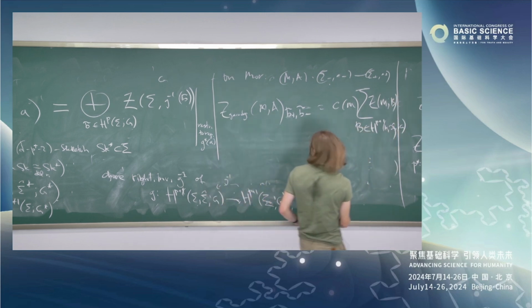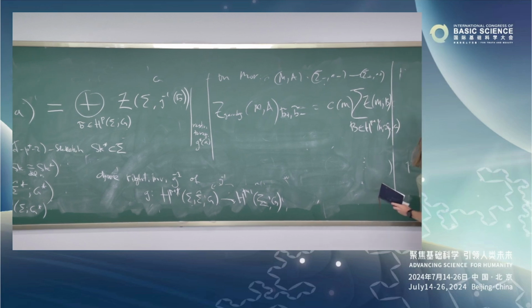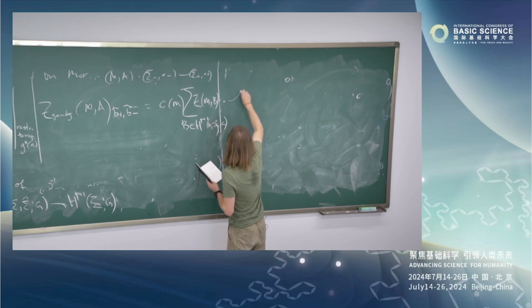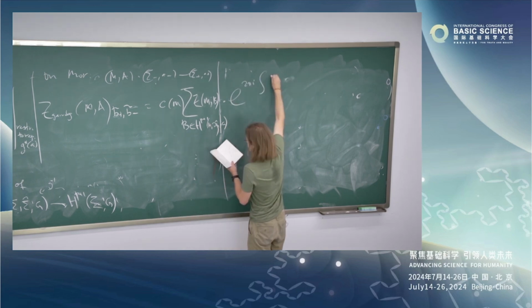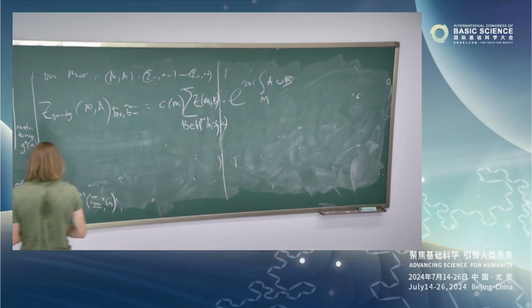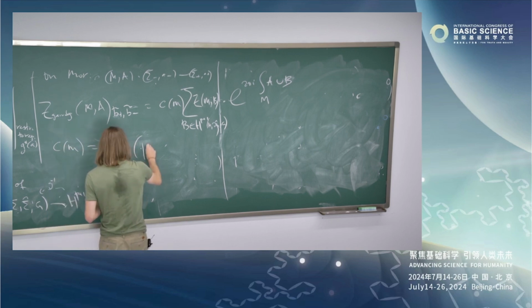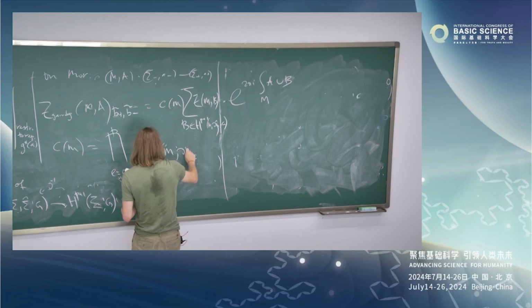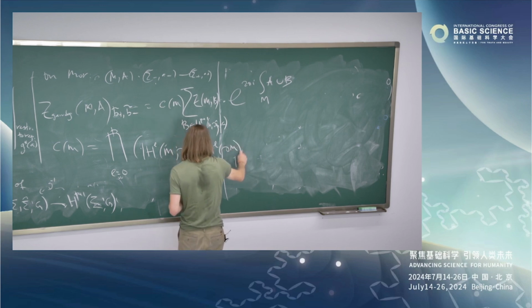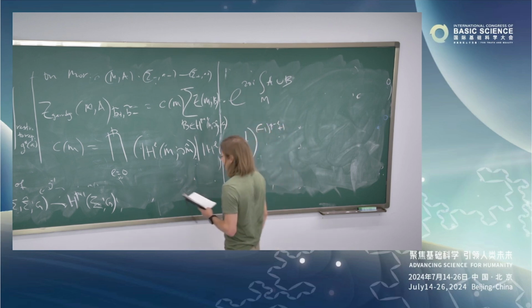Here I introduce this factor, exponent 2 pi i integral of B. And the C of M factor is given by the following product: basically the sizes of cohomology groups and powers, plus one.